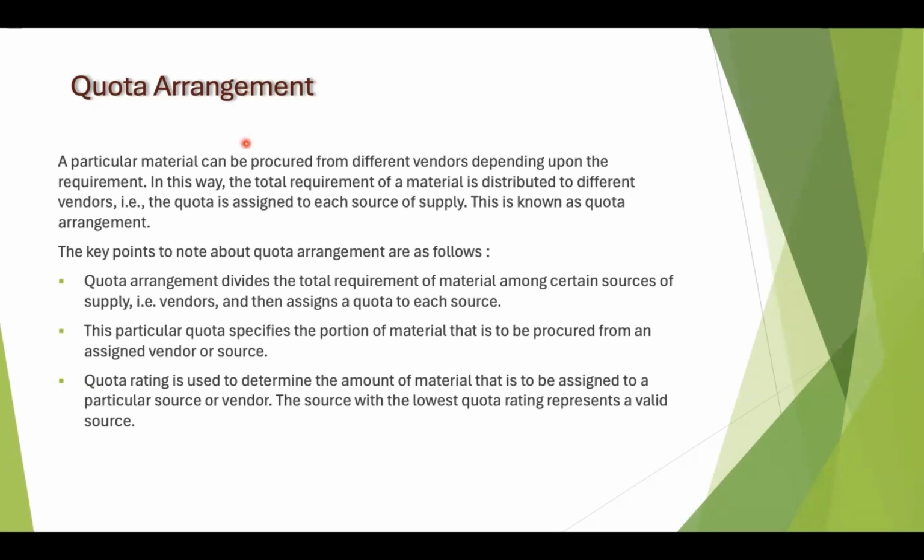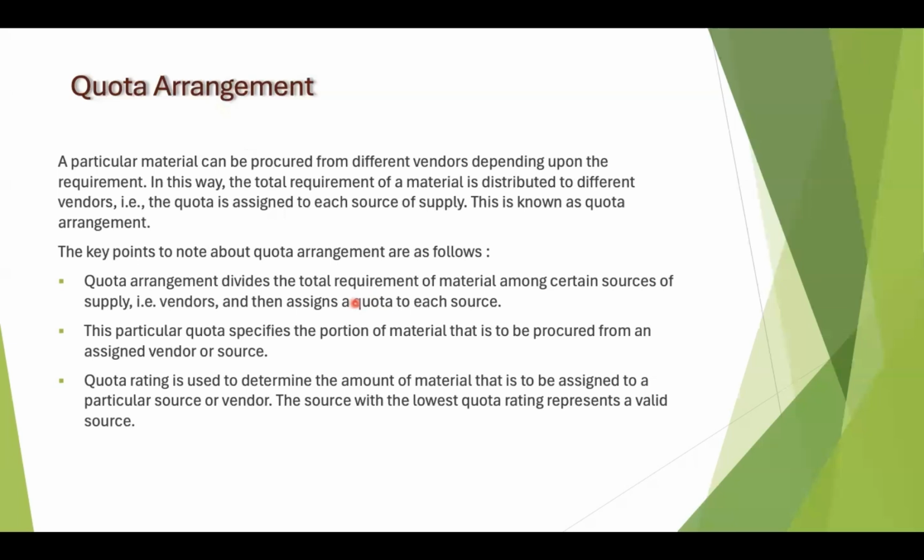The system will automatically create a PR and automatically assign the source of supply. If you use quota arrangement on a percentage basis, the system will allocate the vendors based on the percentage you maintained in the quota arrangement. So a particular material can be procured from different vendors depending upon the requirement. In this way, the total requirement of material is distributed to different vendors, so that an amount equal to the quota is assigned to each source of supply. The quota percentage will be given. That entire functionality is covered under quota arrangement.